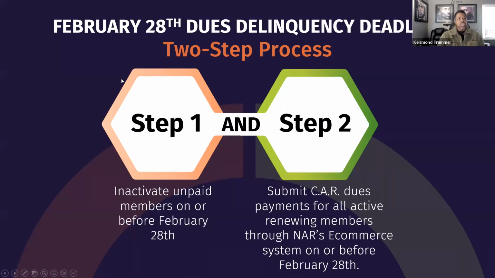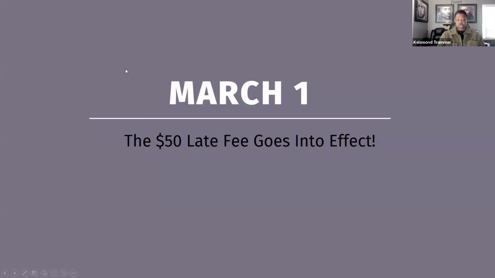So let's talk about the February 28 dues delinquency process. It's really just a simple two-step process. Step one is inactivating unpaid members on or before February 28th. Step two is just submitting C.A.R. dues payment for all active renewing members through NAR's e-commerce system on or before February 28th. So it's really just a two-step process. Also, on March 1st, the C.A.R. late fee goes into effect. And keep in mind, the C.A.R. late fee is $50.